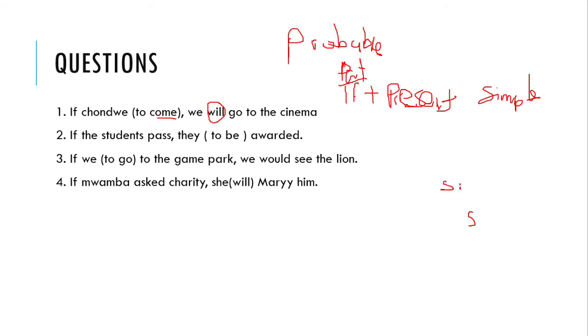Just one thing. For example, if Mwamba comes. But if you're talking about plural, you don't add the letter s. So here, these are students. So you cannot say, "if the students passes." No. "If the students passes" is wrong. So we just say, if the students pass. This is in present simple.